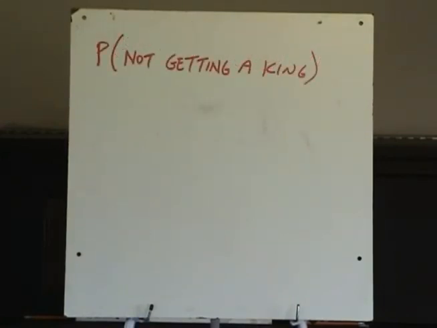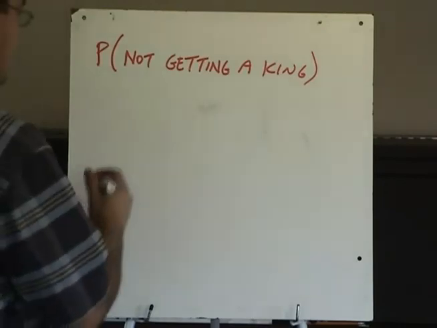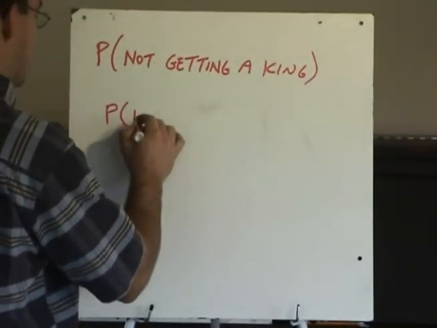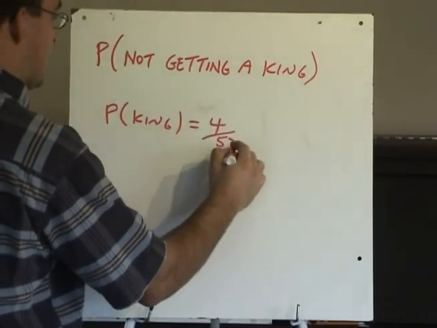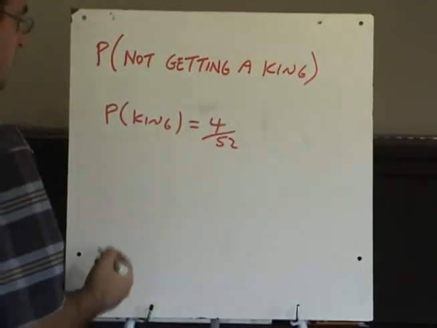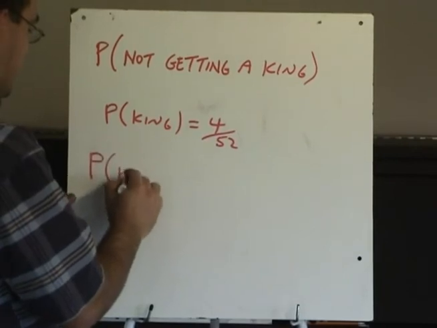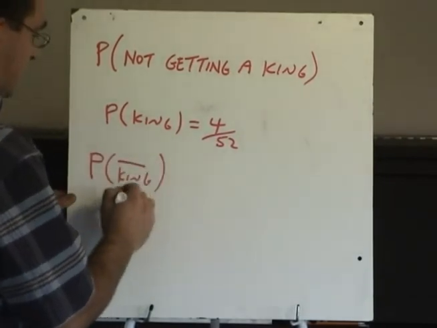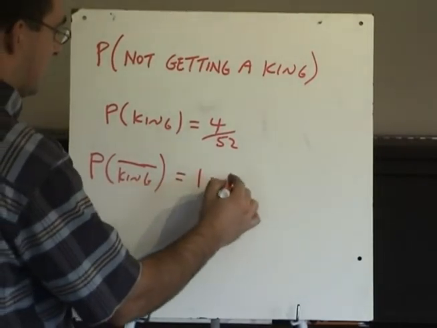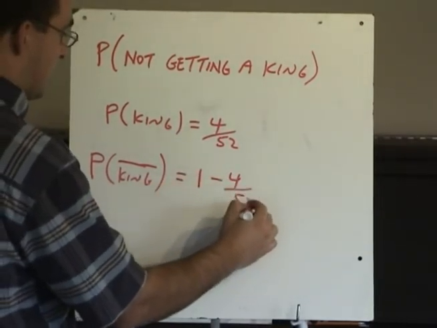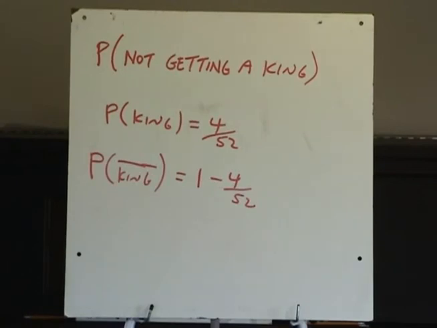Say I wanted to find the probability that I do not get a king. So when I draw a card out of the deck, I don't want a king. What would be that probability? Well, I could simply find the probability of getting a king, since I know there's 4 kings in that deck of 52. And so the probability of not getting a king, king with the bar on top, that means not getting a king, well, would be 1 subtract the probability of getting a king.